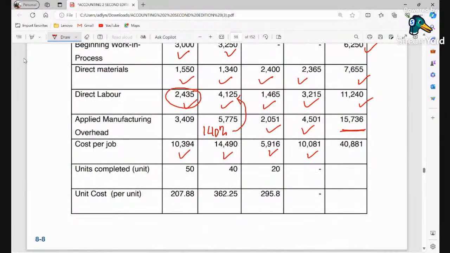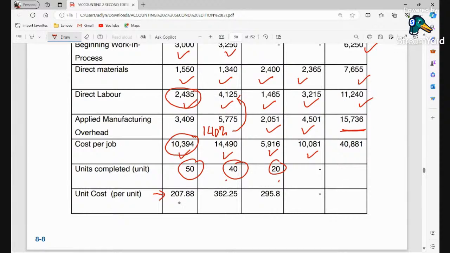Okay, alright. So the units completed ialah 3 je tadi kan yang siap, which is 01, 02, 03. So bila you dah dapat unit, maknanya saya boleh bahagikan total cost tadi dengan unit. So I akan dapat cost per unit. Untuk 01, cost per unit dia ialah RM207.88. Job 02, RM362.25, and job 03 is RM295.80. So you can see here, walaupun kilang yang sama, tapi sebab dia ialah job order costing ya, produk yang dikeluarkan berbeza ikut order.